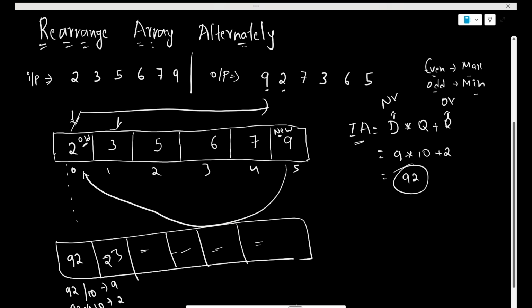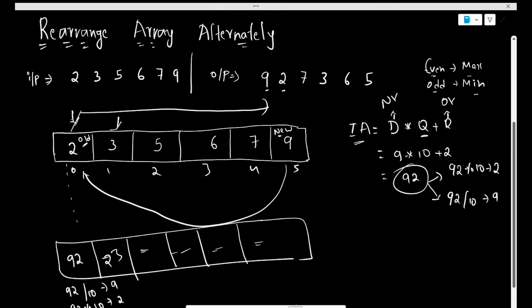And if you want the first old value, we just do modulo with 10, and we will be getting 2. If we want the answer, then what will we do? 92 divided by 10. So we will be getting 9. So by following this approach, we are not losing the old value 2. That's it. And let us talk about the quotient.